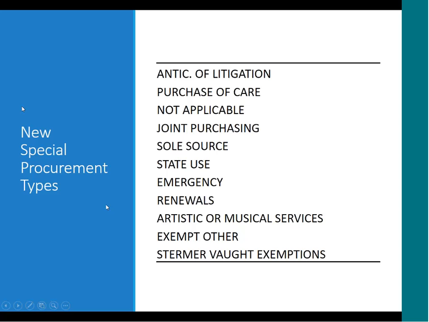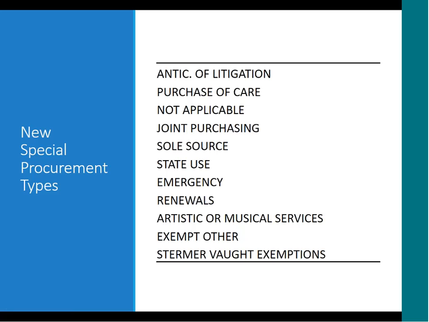Okay, the other thing that we wanted to talk about this morning is that beginning on Monday, you will see a new list of special procurement types when you are out on the accounting tab. So we're all familiar with going out to the accounting tab and picking that special procurement type, and right now there are 4 choices. These 4, I believe, are the ones that are currently out there: anticipation of litigation, purchase of care, not applicable, and joint purchasing. Beginning on Monday, you will see the ones beginning with sole source, and the remainder of those are added.